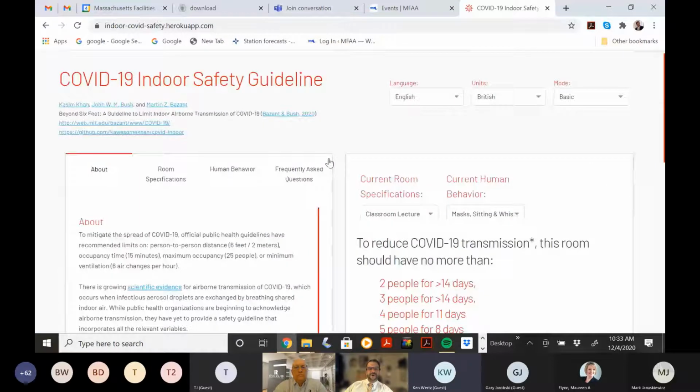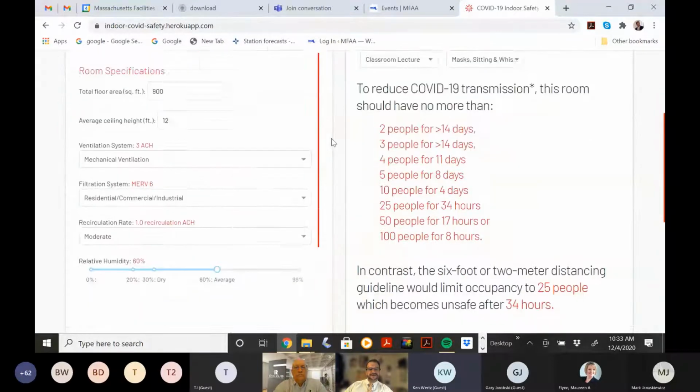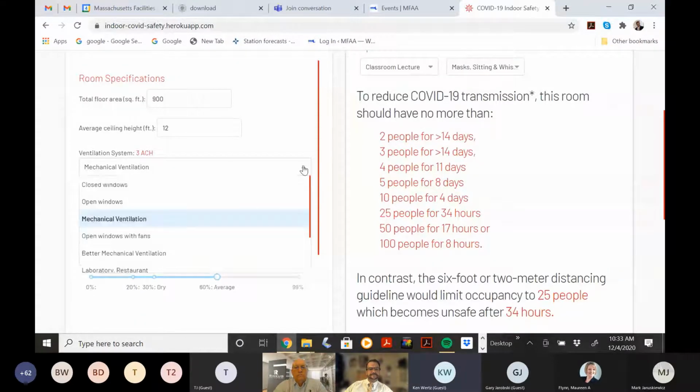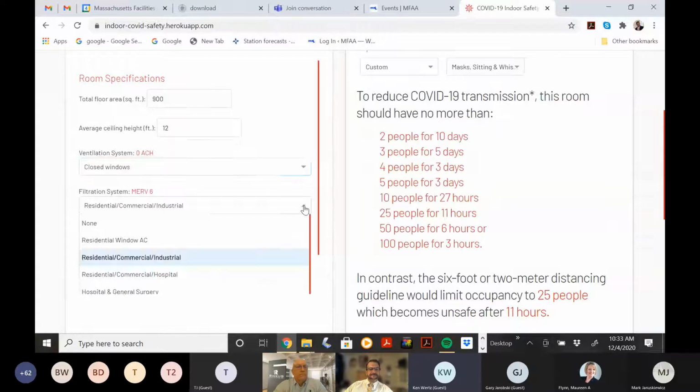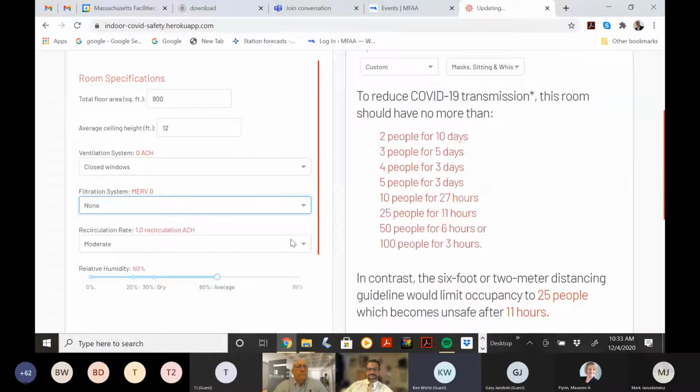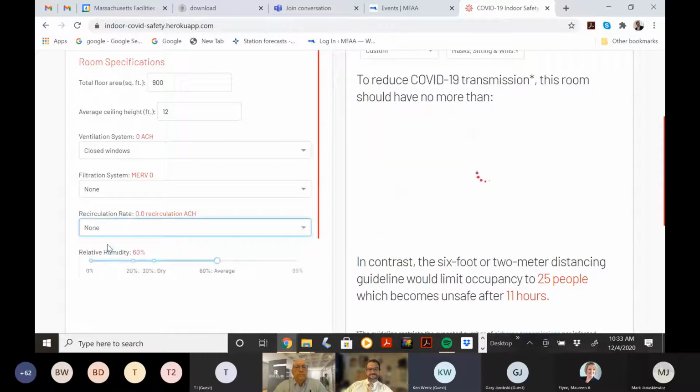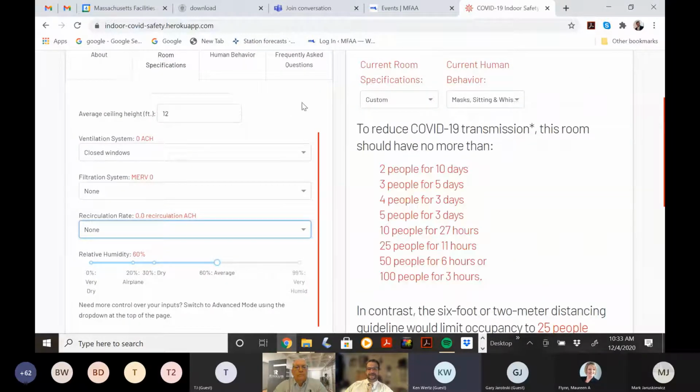Go back and reset the room specifications. 900, we're going to close windows, go none, and we're going to go none. And then in the bottom, it's going to show over here 25 people for 11 hours in that space.